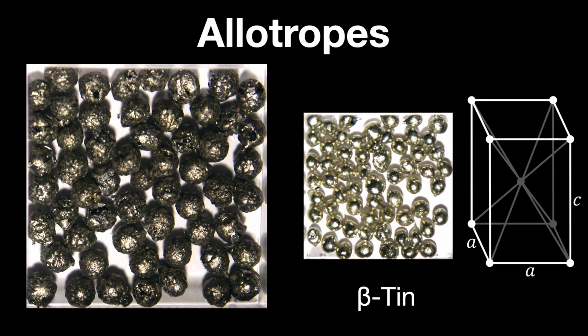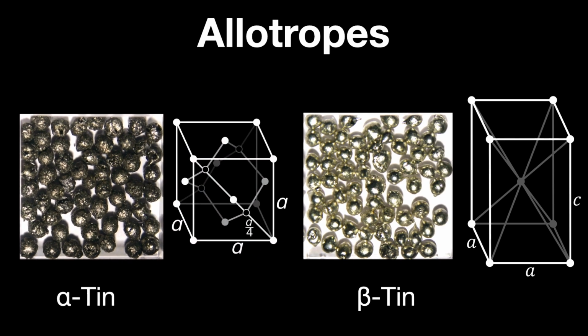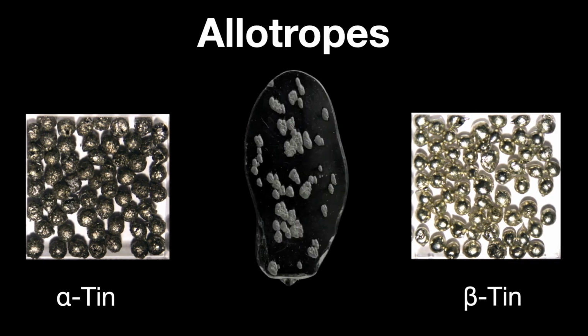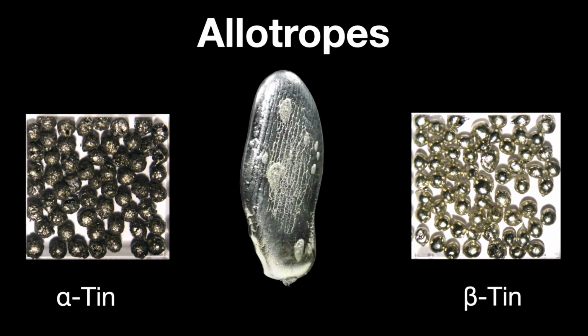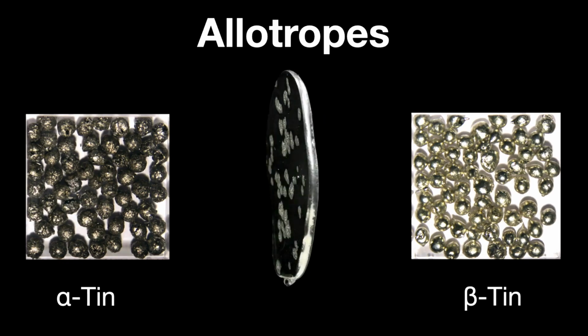At lower temperatures, beta tin transforms into the less dense gray alpha tin on the left. This has a diamond cubic crystal structure. Both are still pure tin, but the atoms have a different arrangement. Here's a sample that has both allotropes. You can see both the brighter beta tin and the grayer alpha tin.